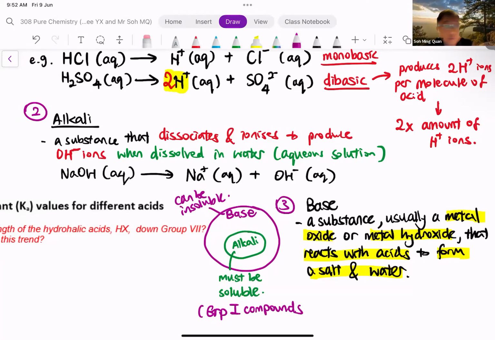So sodium hydroxide, potassium hydroxide, cesium hydroxide, definitely soluble. Okay, now group 1 is straightforward. The next one that is soluble that you need to know, calcium hydroxide. And the ones below calcium, strontium and barium. So these three are also soluble in water.